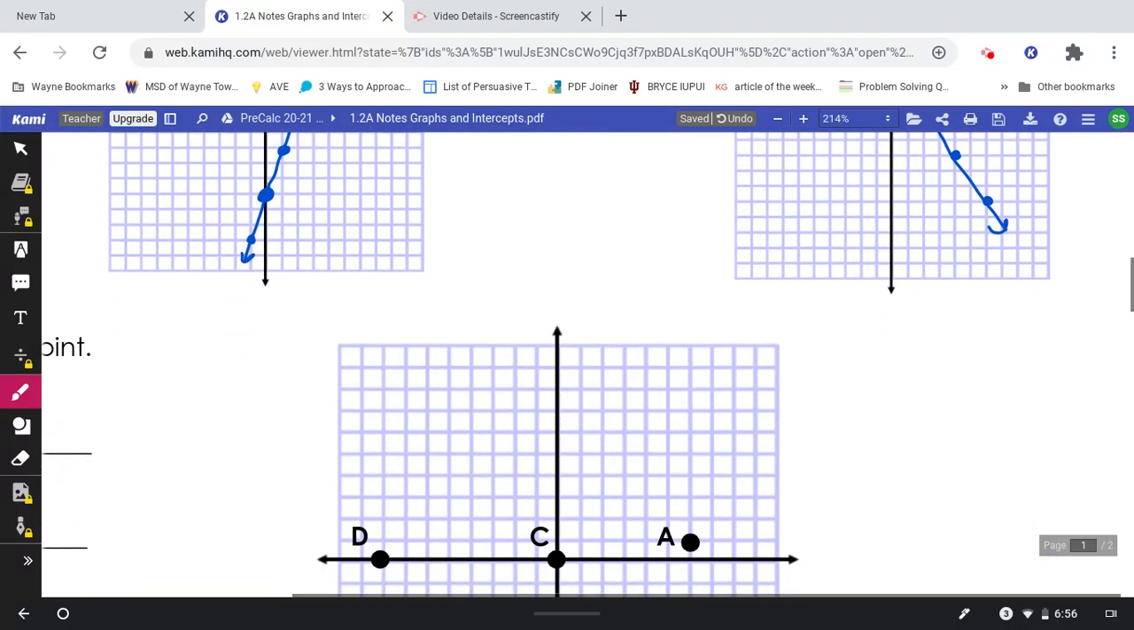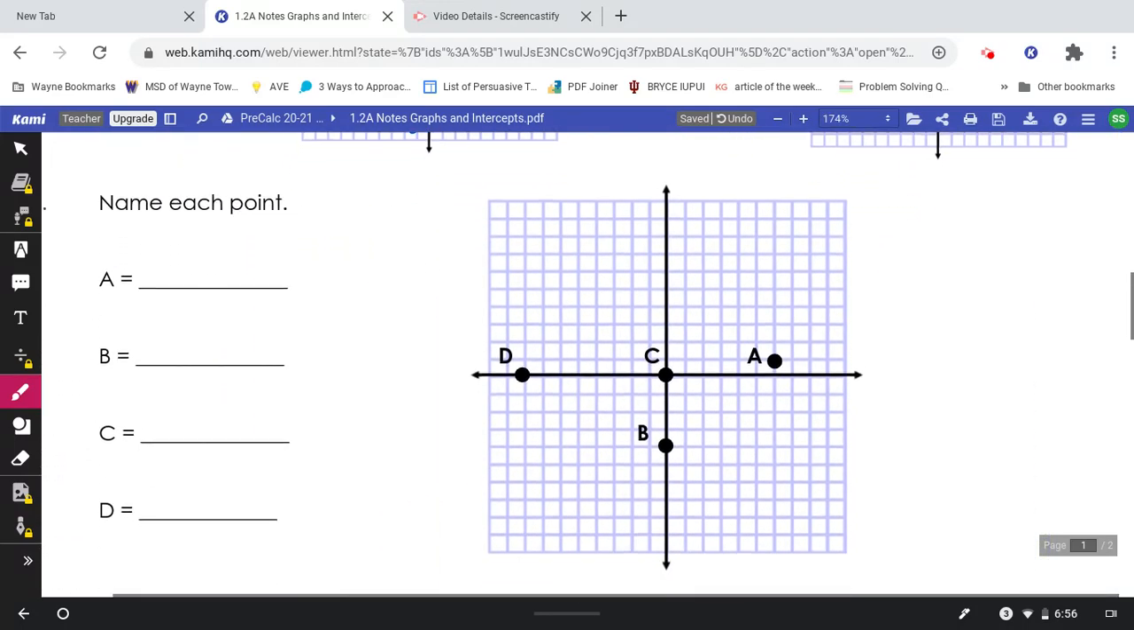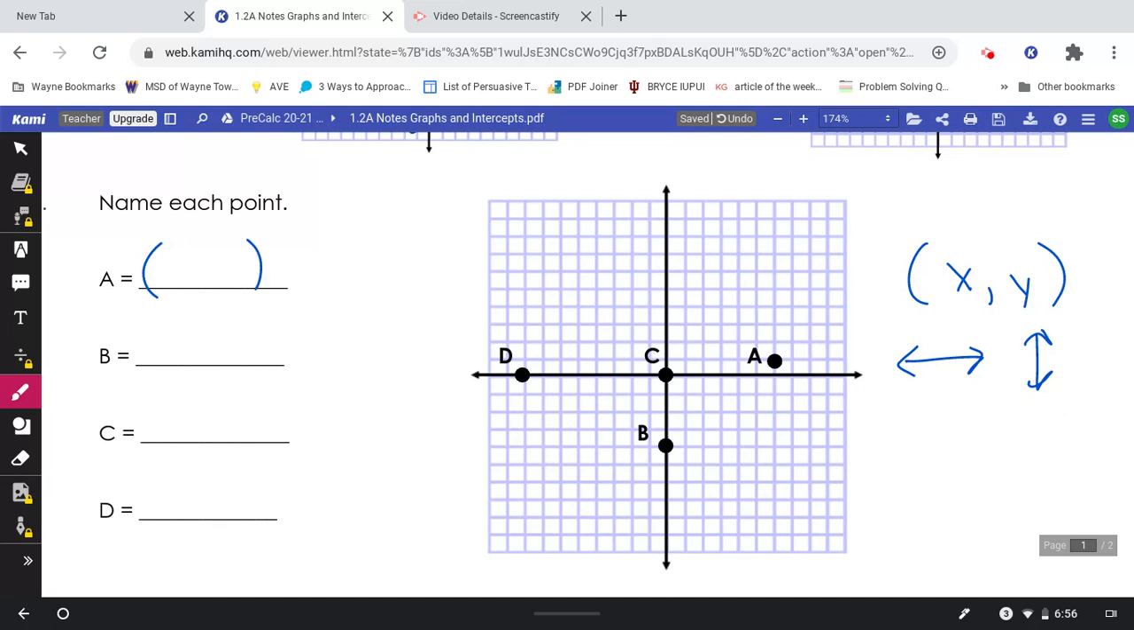All right. For the next one, you are naming points. As we name points, we name them as x, y points. Remember, your x-axis is to the right and to the left, and your y-axis is your up and down. So for point A, you should have 6, 1. I went over 6 and up 1. For point B, you should have 0, -4. I didn't move at all in my x direction, right or left, but I went down 4.